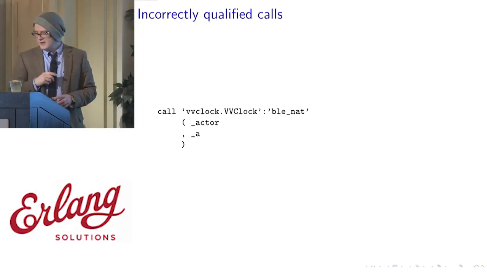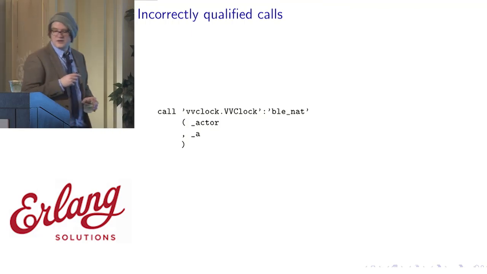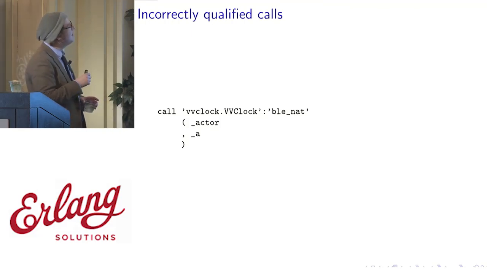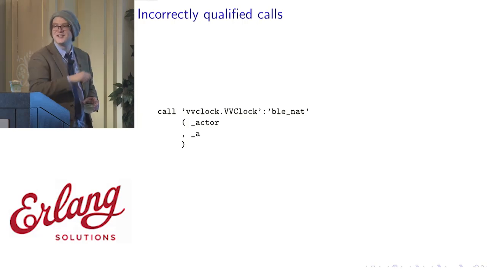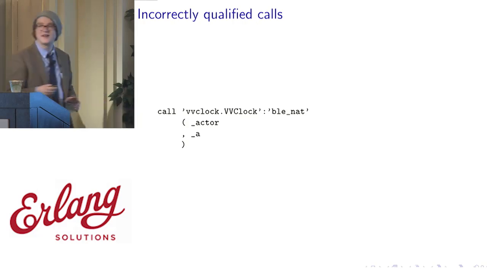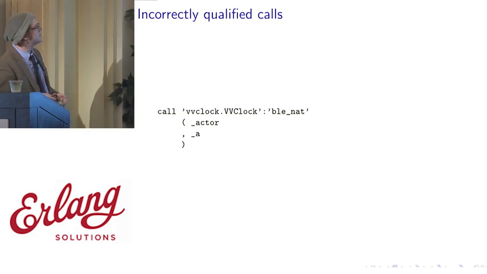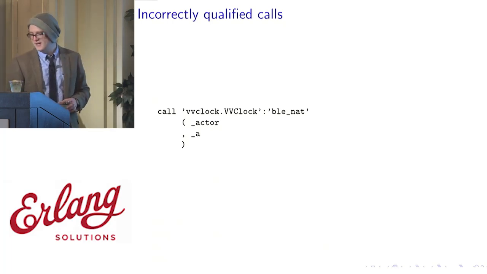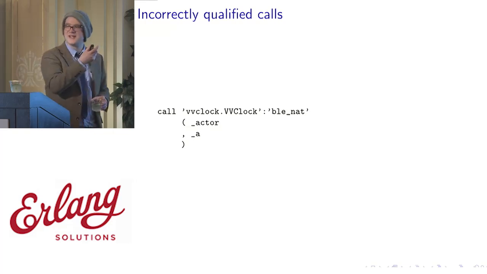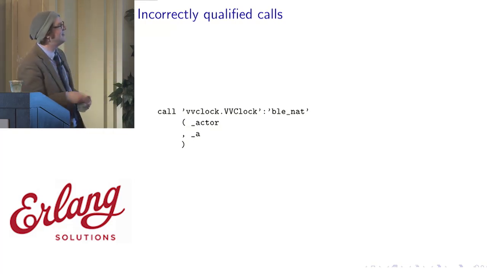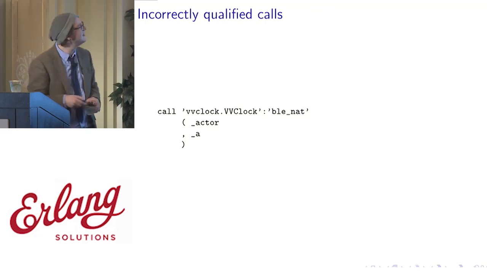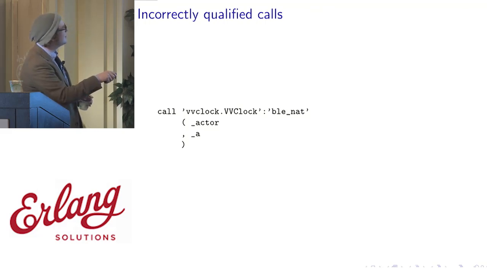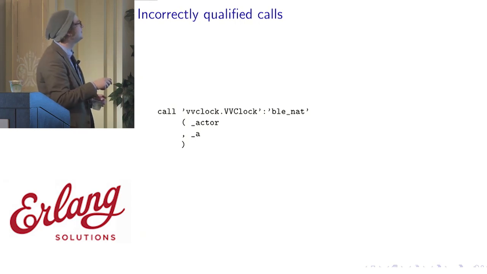When dealing with incorrectly qualified calls, we have a problem where we see the duplication of vclock here. The actual file is vvclock, lowercase letters, vvclock.v, and there's a module called vvclock inside of it because it has a bunch of other supporting stuff in there that I'm not showing. So some of these calls get incorrectly qualified. Here we see we're calling that natural number inequality function, and this is the call with the arguments of actor and a, which obviously have been left off. So what we need to do is go through and prune this part out here.